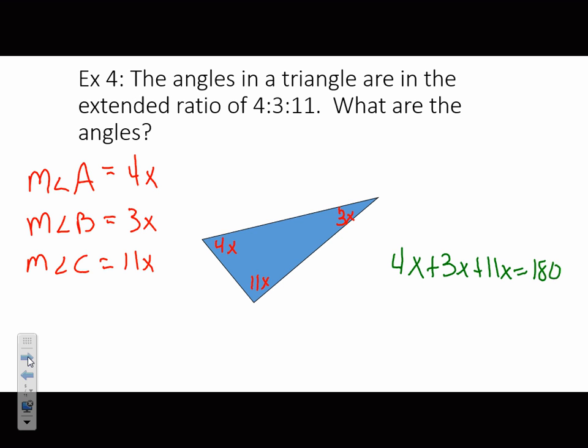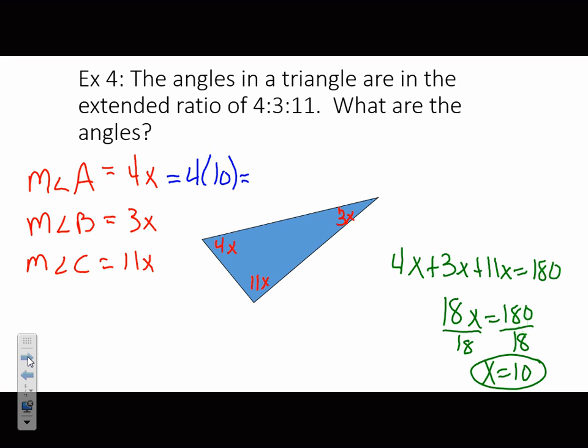So then I am going to get 18x equals 180. Divide both sides by 18. x equals 10. Well, I know what x is, so I can go back and plug it into my angles. So I'm going to have 4 times 10, which is 40. I'm going to have 3 times 10, which is 30. And I am going to have 11 times 10. Sorry, this is hard to read. I'm going to put it down here, which is 110.